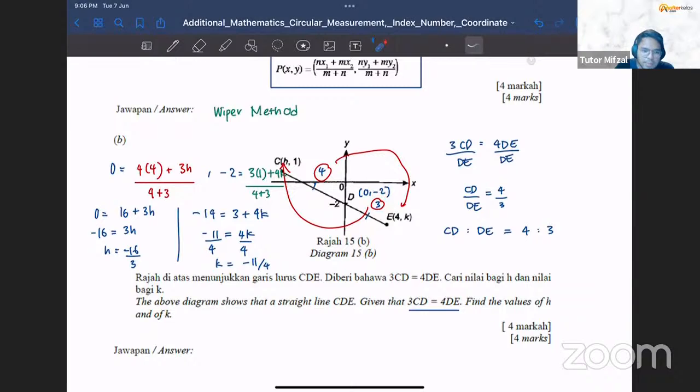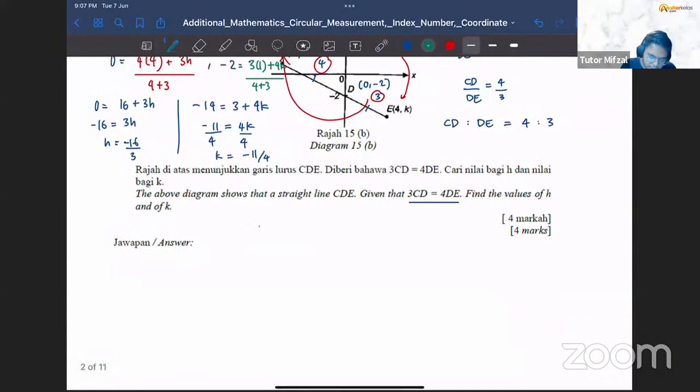So we call it the wiper method. This wiper method, you can easily memorize. And for your information, this actually comes from your midpoint formula. Kalau kau ingat, we'll do a little bit of revision on midpoint. Ingat tak midpoint tu apa?